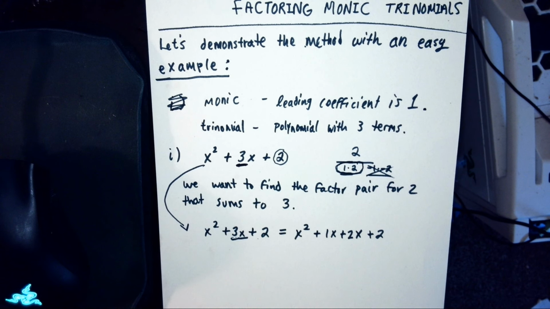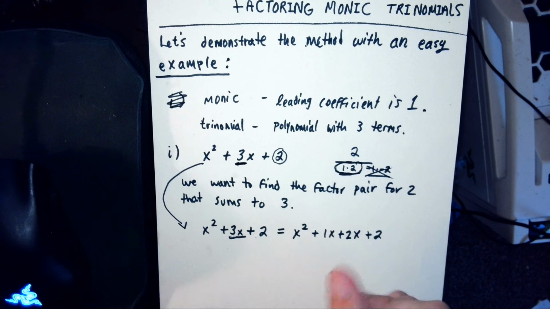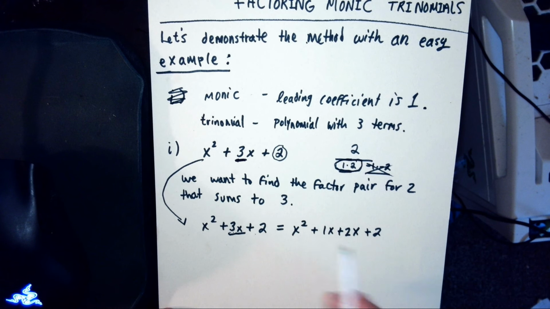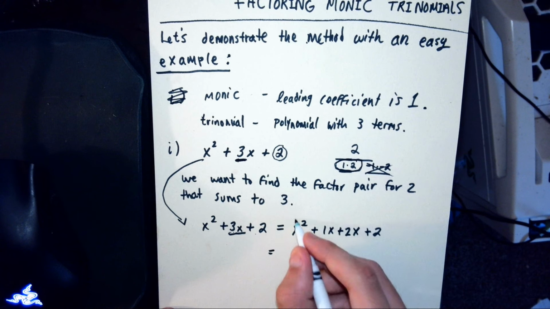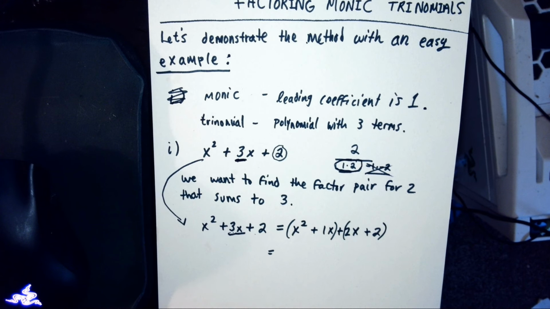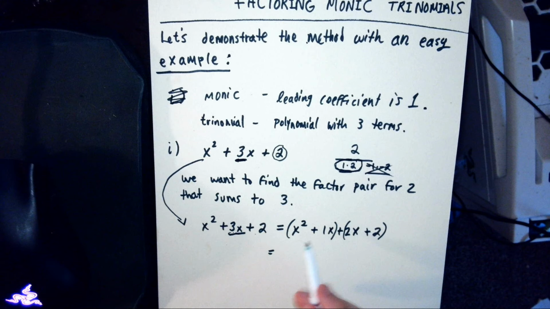Alright, now we're going to use the last method that we learned, which was the greatest common factor method. So here's what we're going to do. We're going to approach this problem by considering this as 2 sets of parentheses, like this. And we'll take the greatest common factor out from each set of parentheses.